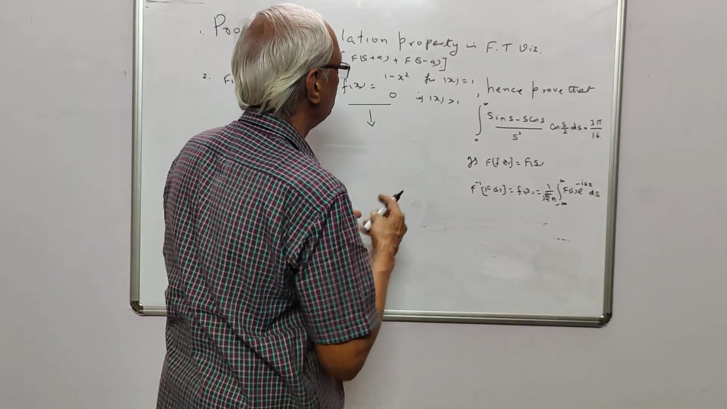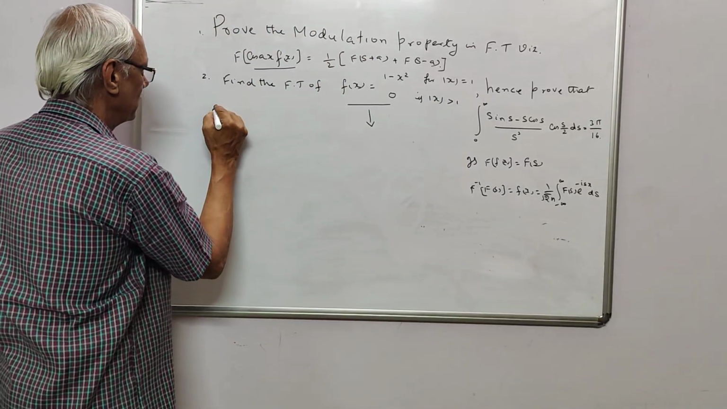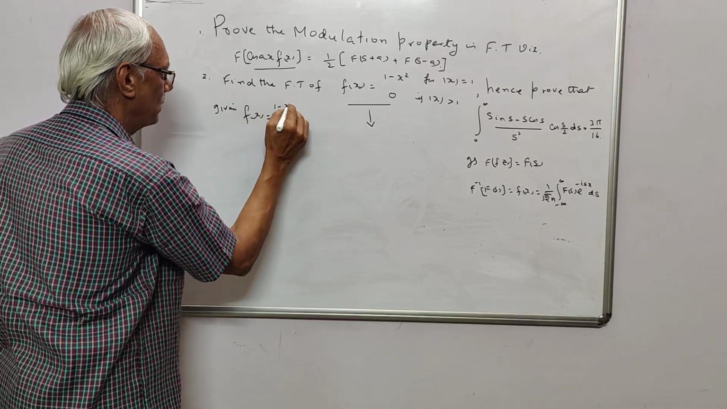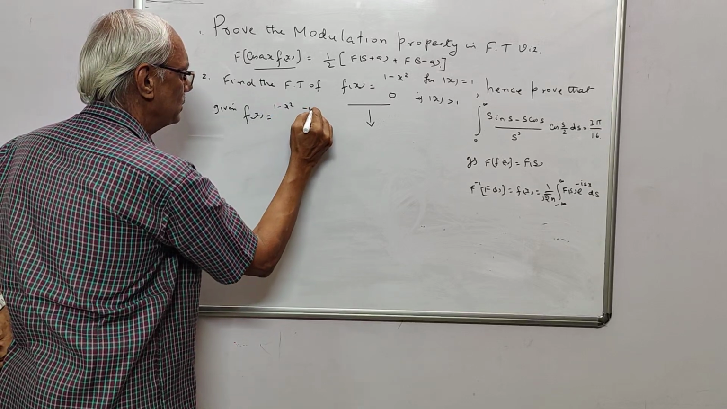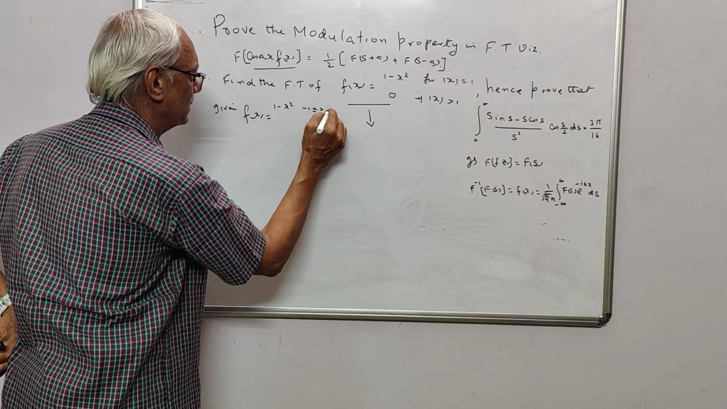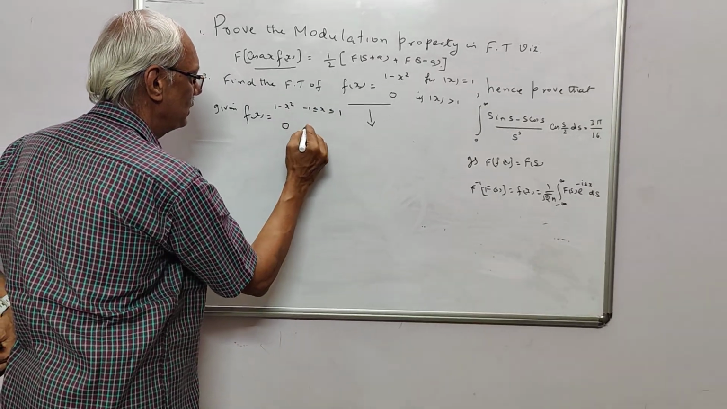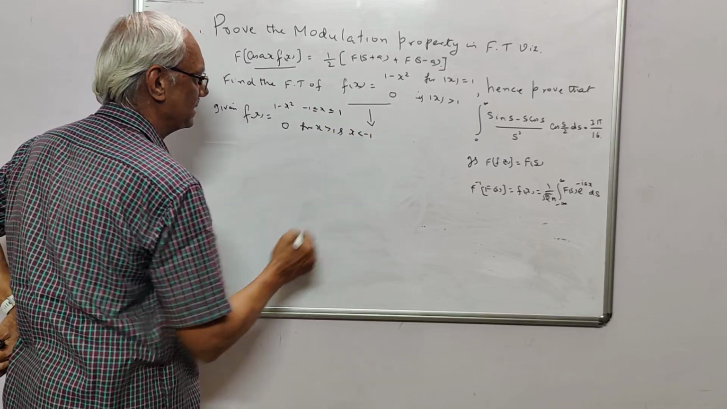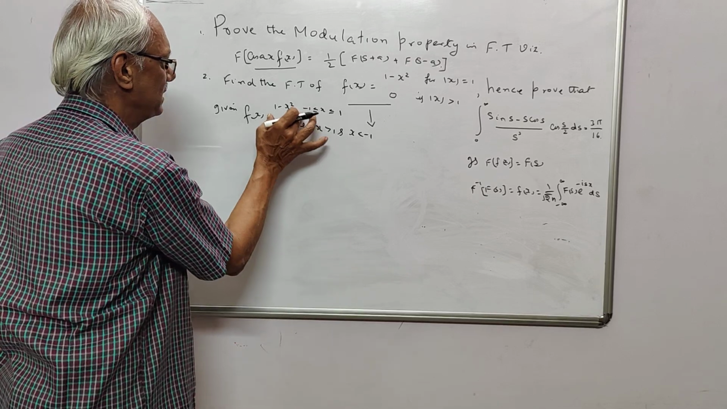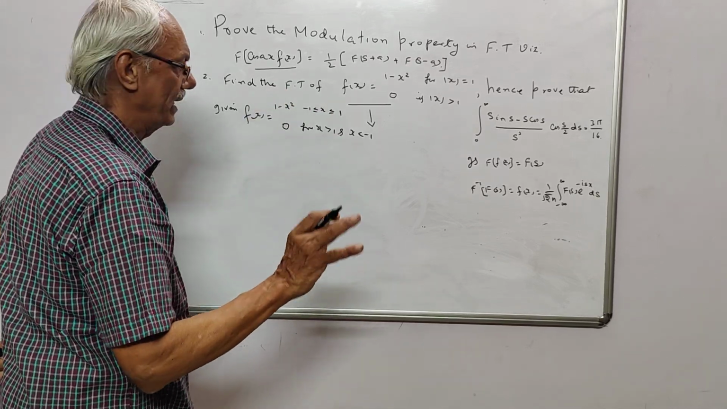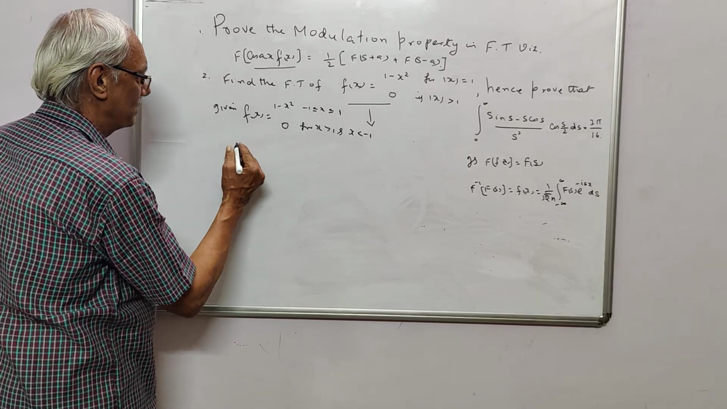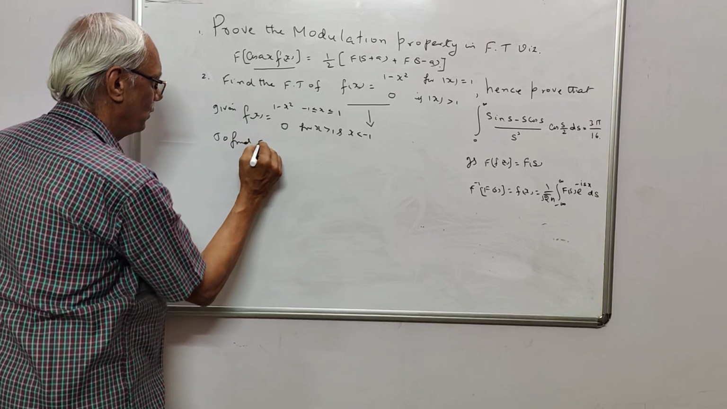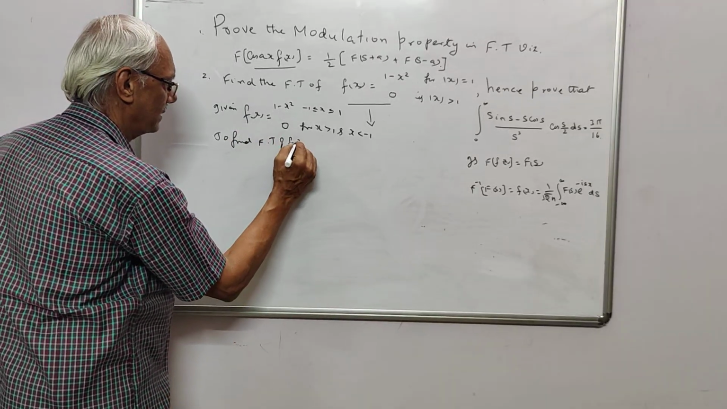See here. Given f of x is equal to 1 minus x squared for minus 1 less than or equal to x less than or equal to 1, and is equal to 0 for x greater than 1 and x less than minus 1. That means it is defined only in this interval and nowhere else. Okay. Now let me take it in this way. Now we know that, let me find the Fourier transform of f of x.